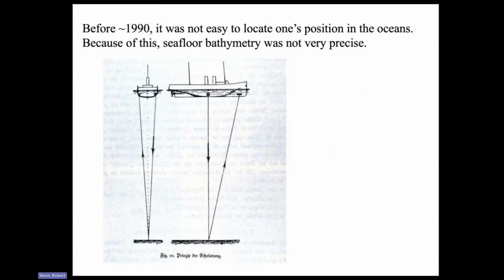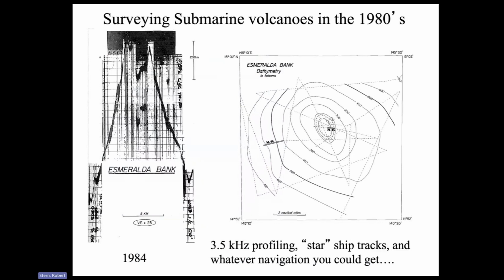Before about 1990, it was not easy to locate one's position in the oceans. Because of that, seafloor bathymetry was not very precise. Now here's an example. This is some work I did, published in a paper in 1984. This is a submarine volcano. The depth is in fathoms. Now we report everything in meters, but back then we were still doing that.